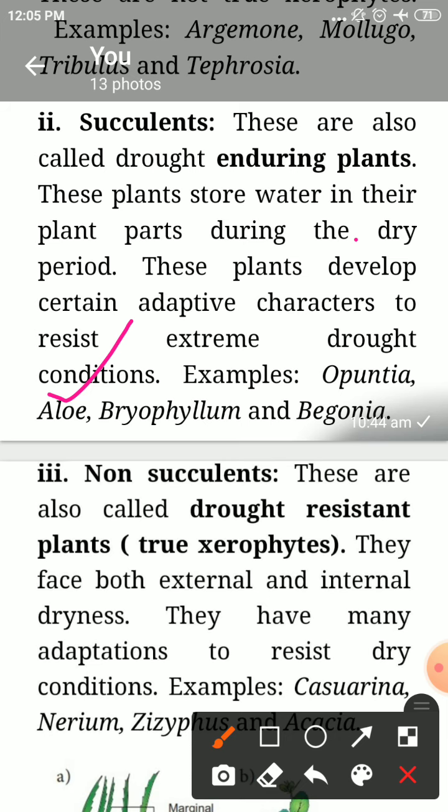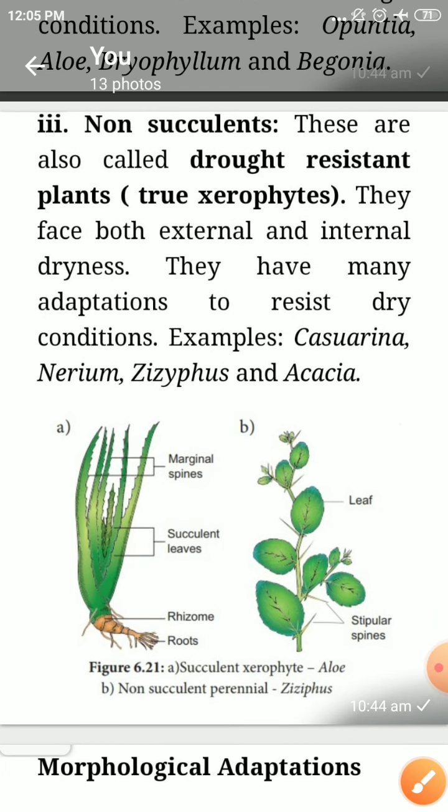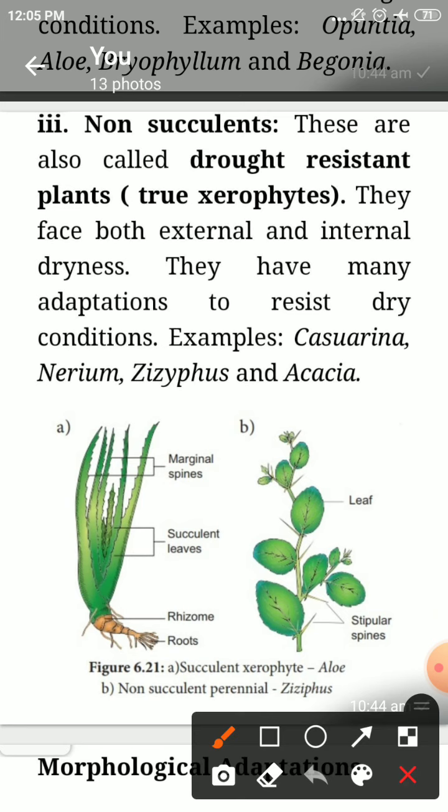Now, besides the succulents, the third category of the xerophytes is called non-succulents, or these are also called drought-resistant or true xerophytes. For example, under this category come the bor plant, our acacia, babul plant, our nerium, our suru plant, casuarina. Our calotropis, rui plant, comes under this category of non-succulents.